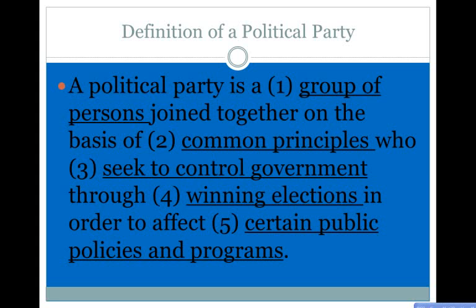So again, just to be clear, the definition of a political party has 5 parts. It's a group of people who join together on the basis of common principles, who seek to control government through winning elections in order to affect certain public policies and programs.